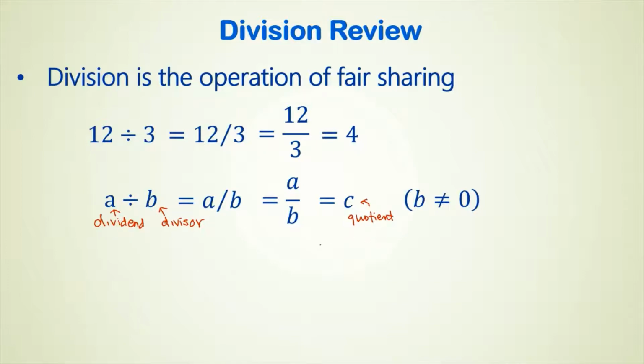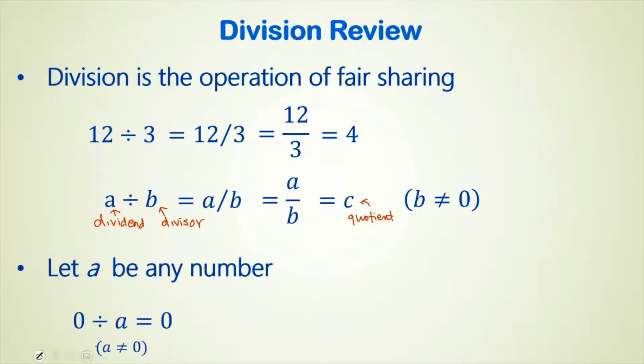All of these you already know from your previous math class. Note here that although we said B represents any number, B cannot be 0. Why? Because B is a divisor, and 0 cannot be a divisor because division by 0 is not possible. So let's review some special cases of division, and again let A be any number. 0 divided by any non-zero number is always 0. And A here cannot be 0 because it's a divisor, and a divisor cannot be 0.